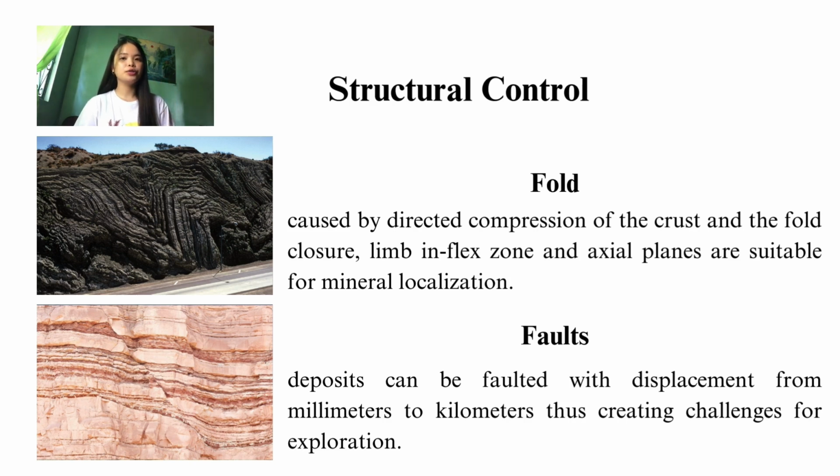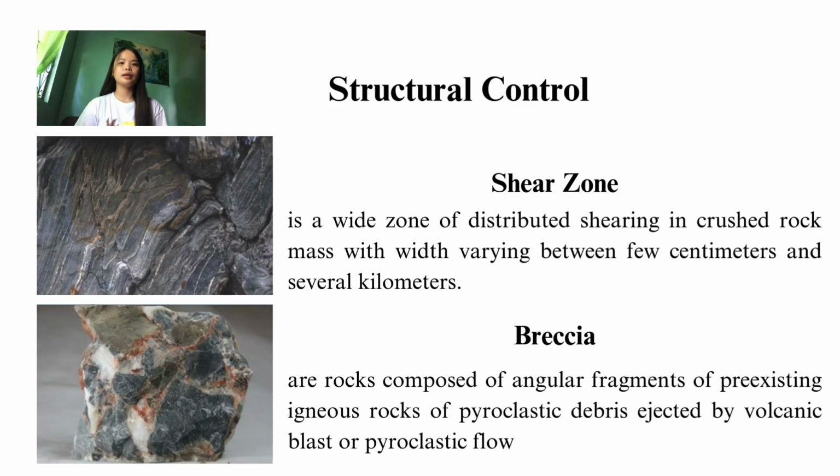Fourth structural control is faults. These are fractures or breaks in the Earth's crust where significant movement has occurred due to tectonic forces. Fifth is shear zone. It is a region of the Earth's crust where rocks have undergone intense deformation due to shear stress. It represents a zone of high strain where rock layers slide past each other, often forming under ductile or brittle-ductile conditions.